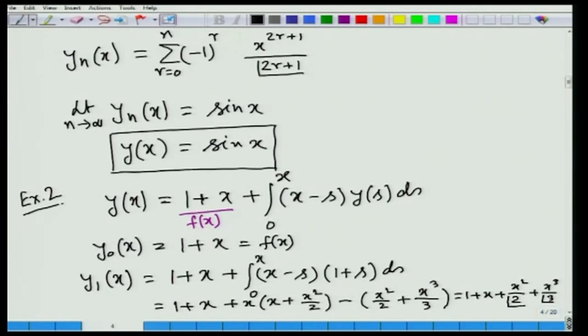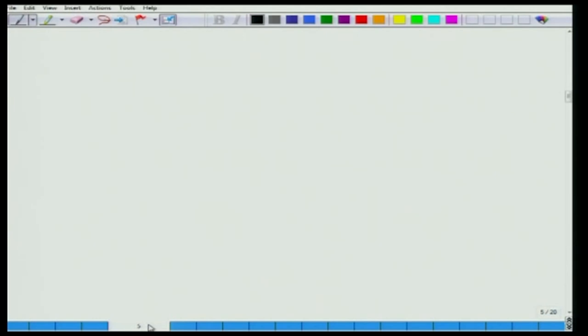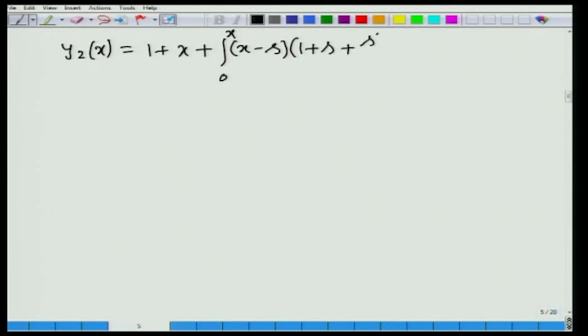Again in a previous manner, if we continue to calculate y 2 x, so y 2 x equal to 1 plus x plus the integral from 0 to x of x minus s multiplied by 1 plus s plus s square by factorial 2 plus s cube by factorial 3 ds.